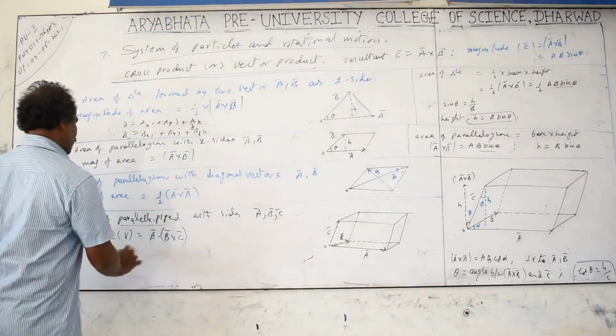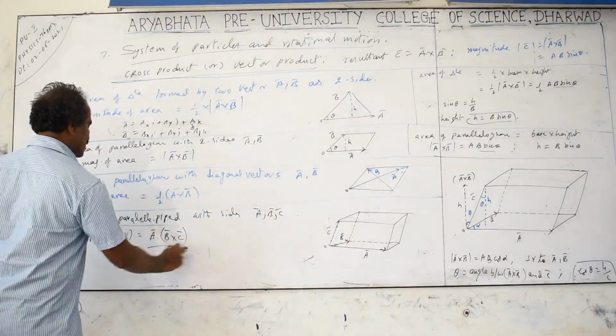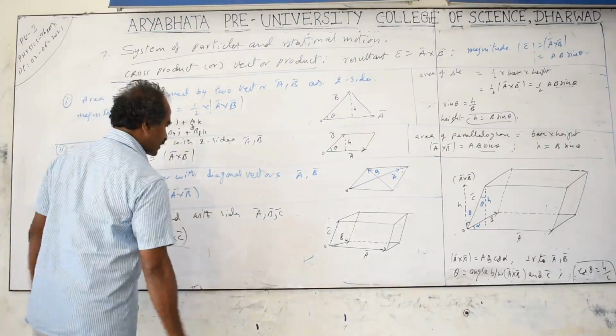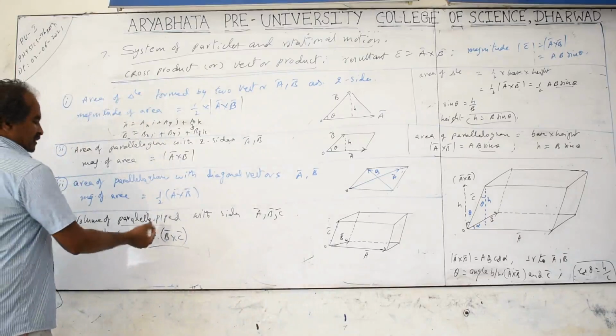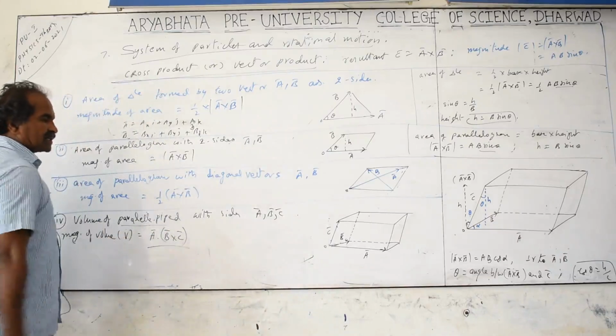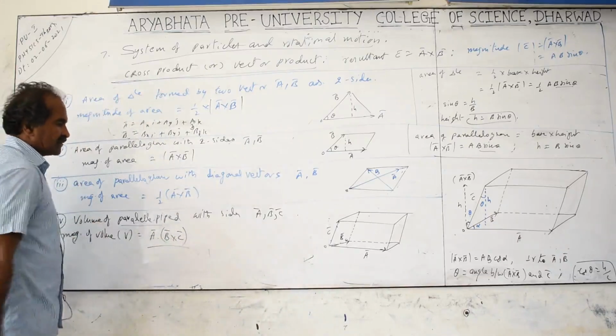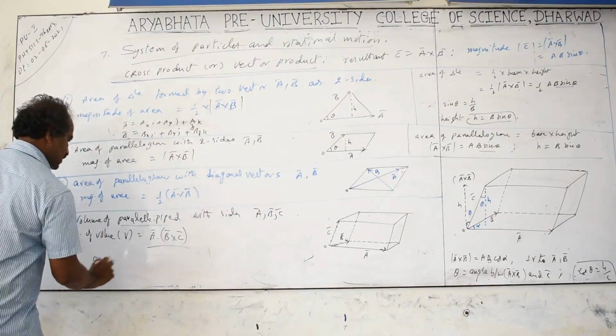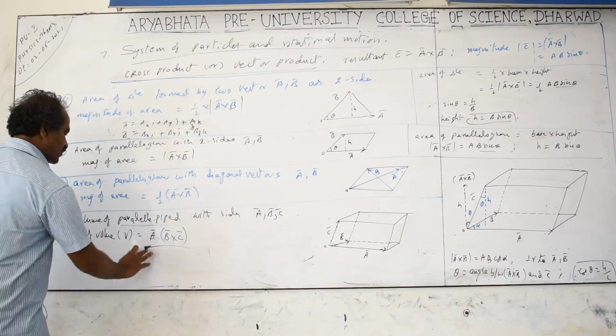Then the volume is given by the formula A dot B cross C. You can write this also as B cross C dot A, or you can take A cross B dot C. Like that also we can consider, but you have to be careful with the angles given there. This may be mentioned as volume as magnitude. You have to take it as a magnitude finally.